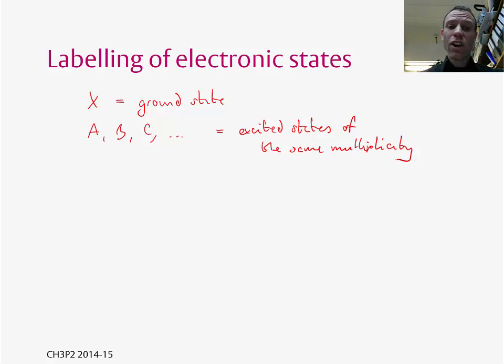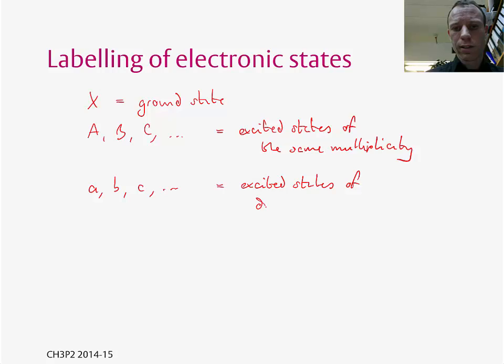If we have states of a different multiplicity, so we can imagine for dihydrogen, the ground electronic state is a singlet, but there are also triplet states available. So if we have states of another multiplicity, then these are given the labels a, b, c in lowercase. So excited states of different multiplicity to the ground state.